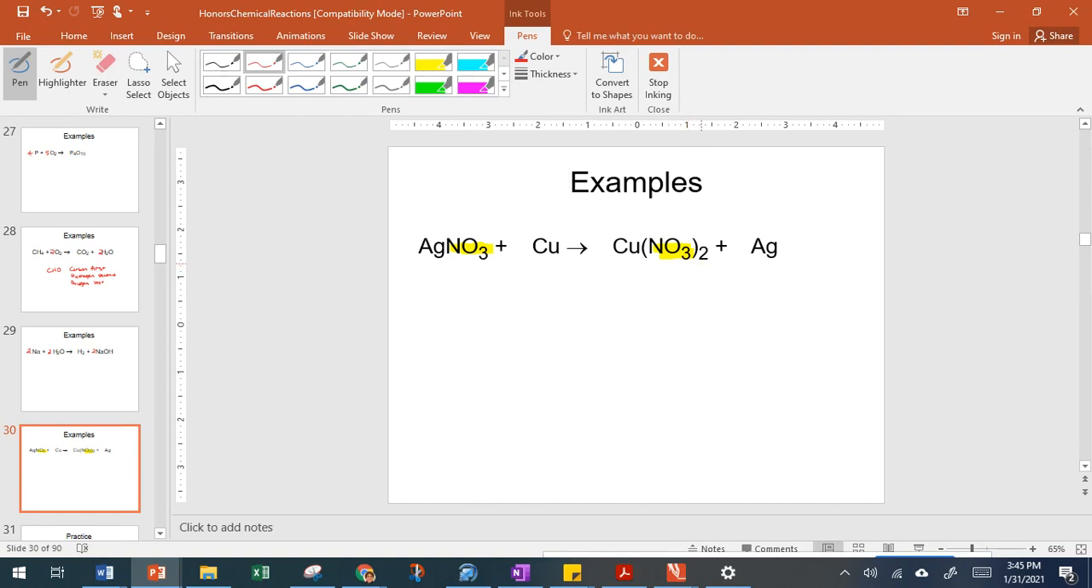To balance that, we could add a 2 here. And when we do that, now we have 2 silvers. So we're going to add a 2 here. And now it's balanced.